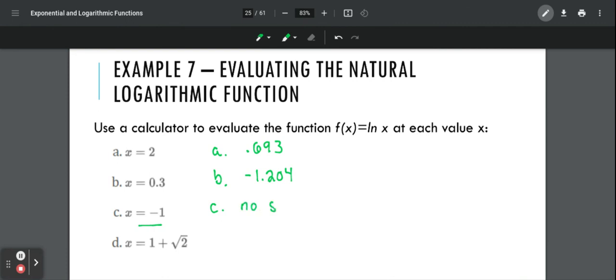So there's no solution when you try to take the natural log or the log of a negative value or of 0. And then the next one, the natural log of 1 plus root 2. And you can take natural logs of irrational numbers. They don't have to all be whole numbers. So when you type that in for D, you should get 0.881.